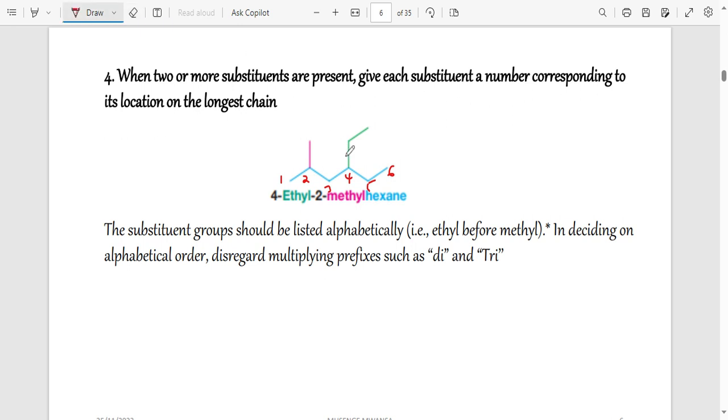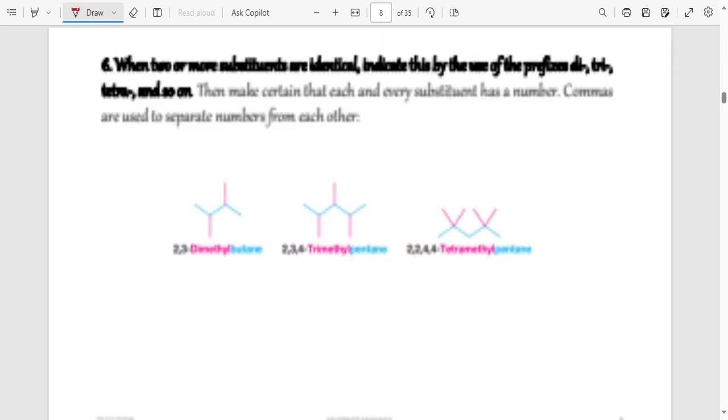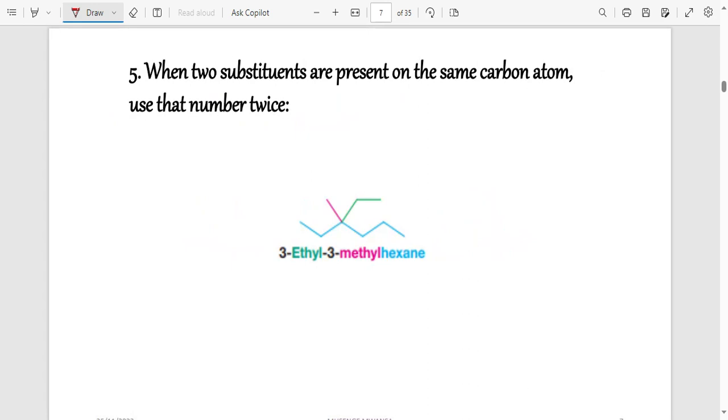In this case, when you are naming the groups, this group has only one carbon, so it is a meth. This other group has 2 carbons, so it is an eth. When you are naming, you name according to alphabet, so you first name E before M. The E is at position number 4, so that is 4-ethyl and then 2-methyl hexane. When you are separating a number and a letter, you use a dash. If you have the same compound, you can use things like di and such.